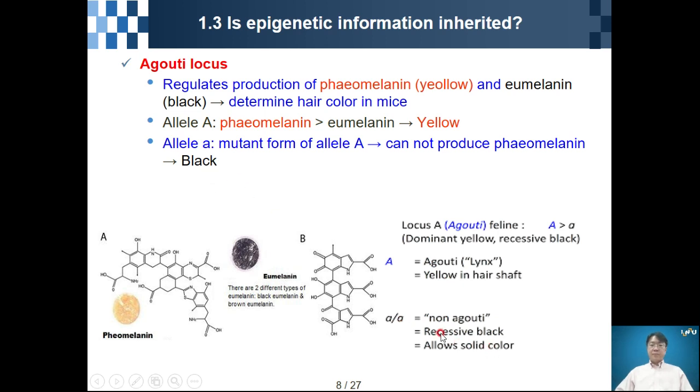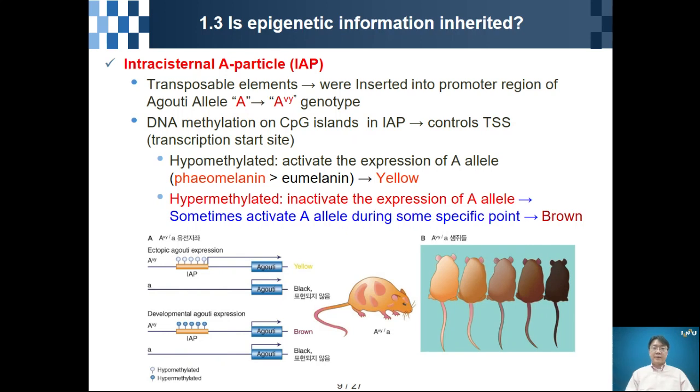Okay. So in this slide, I will explain how the agouti locus is epigenetically affected. Some scientists inserted an intracisternal A particle into the promoter region of the agouti allele, large A. Initially, these mice's genotype is large A, small a, but now the genotype is changed to large A, VY, and small a.